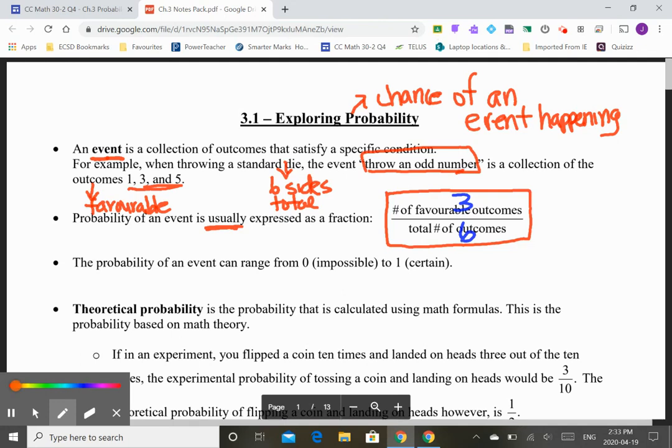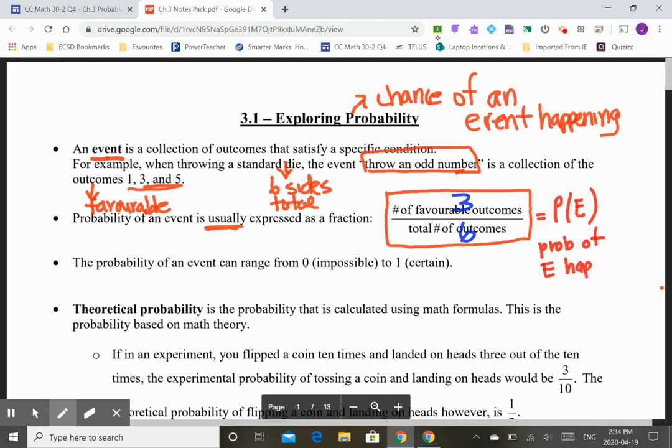A little bit of notation. When we want to calculate the probability of something, what we do is we put a P, and then we put a bracket, and then we put the event inside the bracket. So if I just wanted to call that event E, that notation just means the probability of event E happening. So for this case here, the probability of throwing an odd number would be 3 out of 6, or 1 over 2. So we can express it as a fraction.